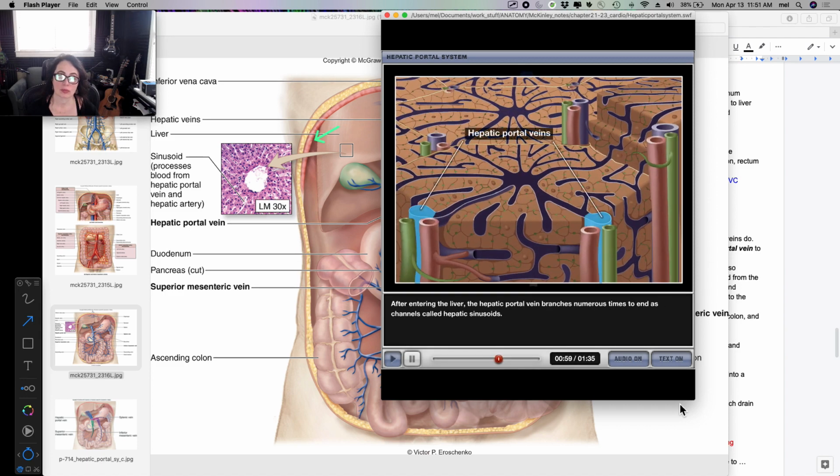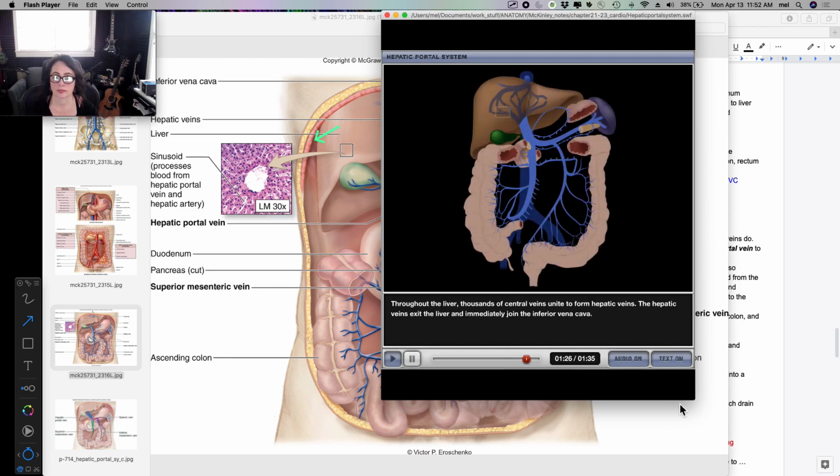After entering the liver, the hepatic portal vein branches numerous times to end as channels called hepatic sinusoids. Liver cells lining the sinusoids detoxify metabolic waste, synthesize and secrete bile and plasma proteins, as well as synthesize and store glycogen. After filtering through the sinusoids, blood collects in central veins. Throughout the liver, thousands of central veins unite to form hepatic veins. The hepatic veins exit the liver and immediately join the inferior vena cava.